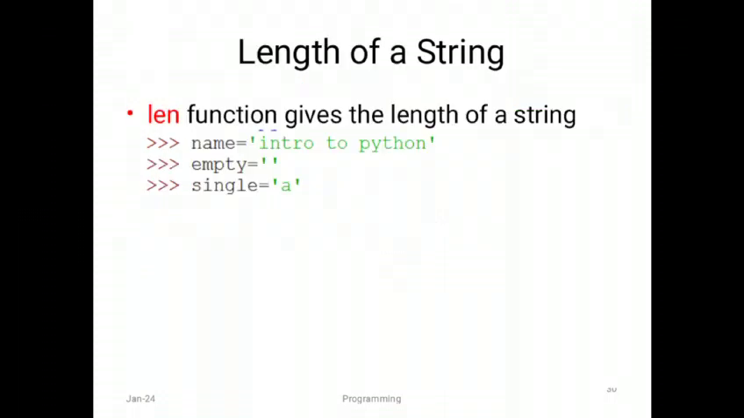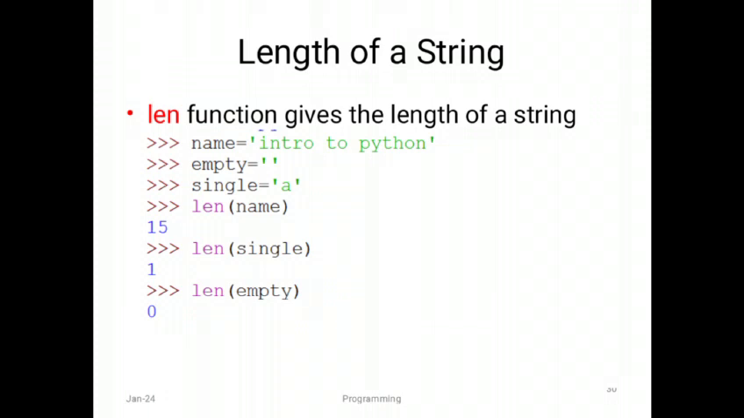Length of the string. The length of a string can be found using the function called len. Len is the function that gives the length of the string. For example, name equal to Python. If name is the variable and you write len of name, you get the length of the string stored in name. You can get the length of the variable.